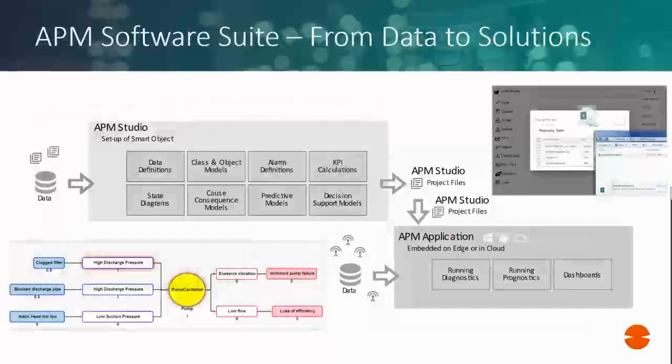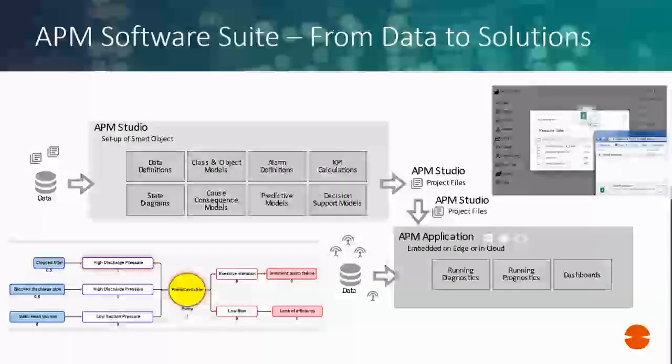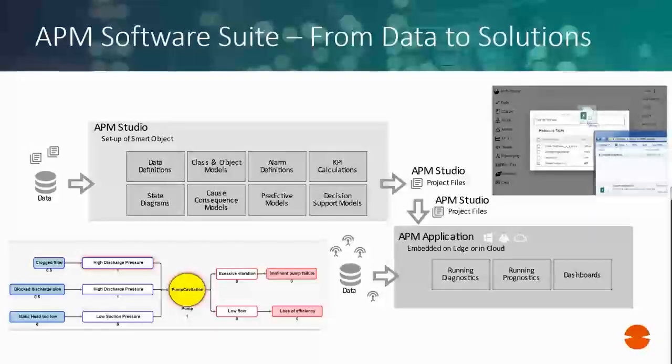So the APM software suite by UReason allows you to go from data to solutions, from using historical data to set up, test, and validate cause consequence models, predictive models, and see how these provide decision support to your field engineers. And you can deploy, as I mentioned earlier, to devices either embedded on edge, on-premise, or in cloud.